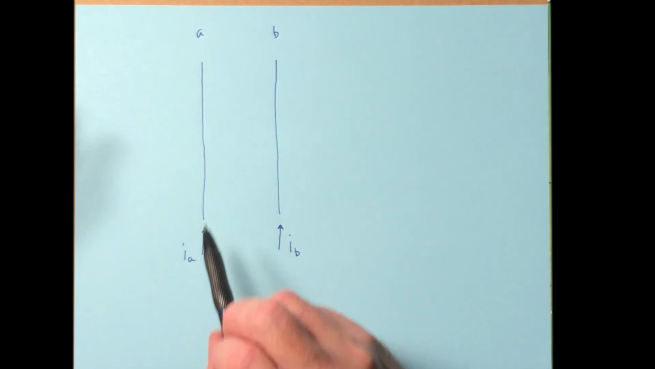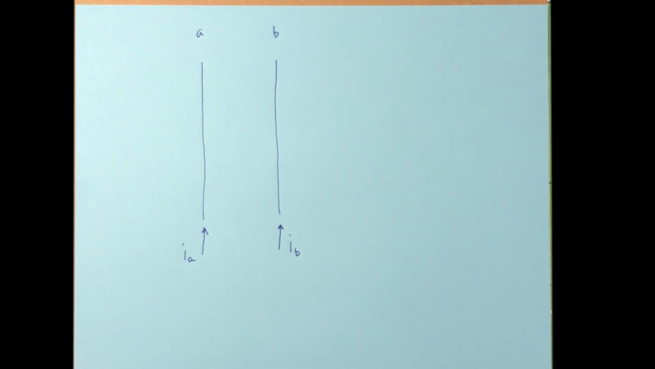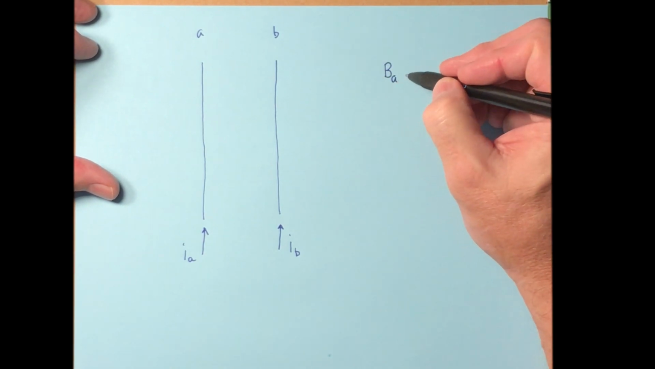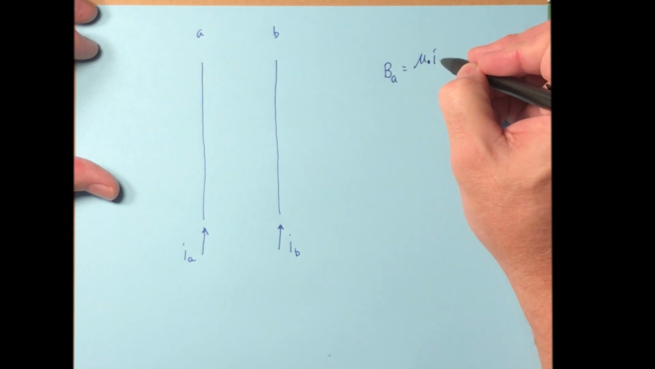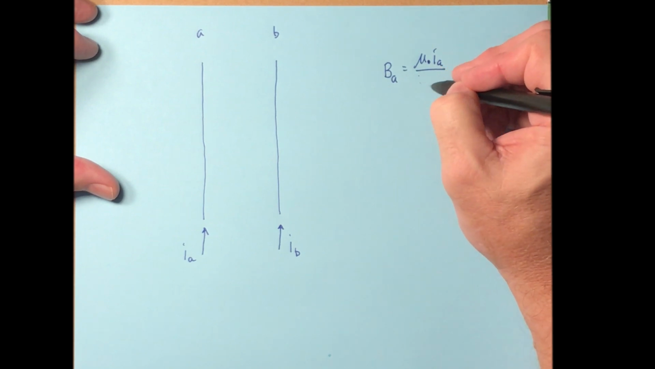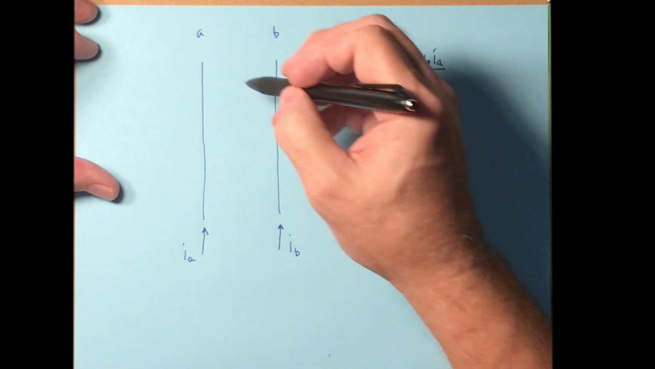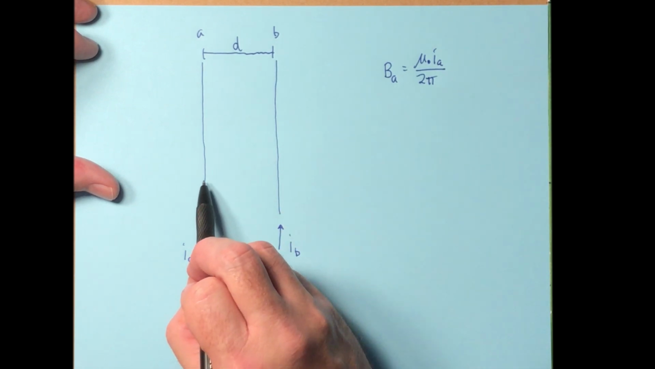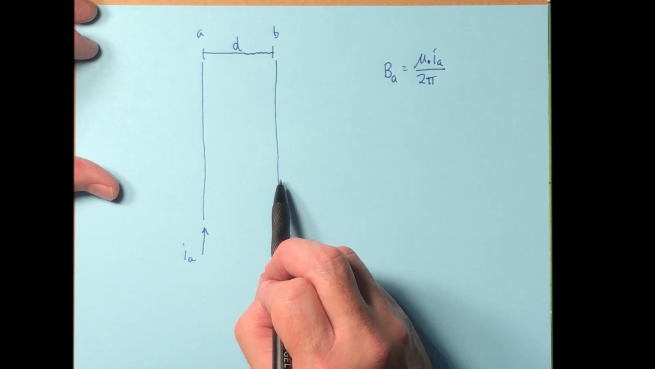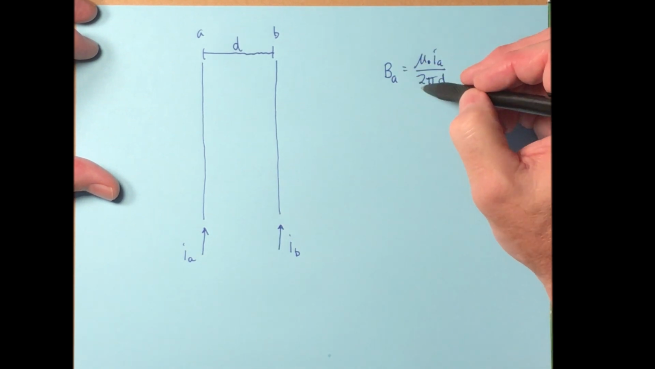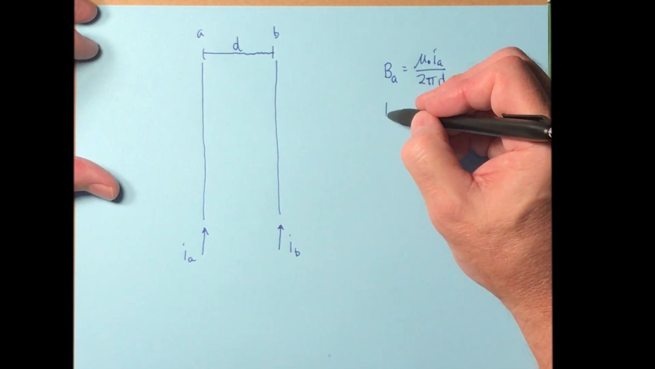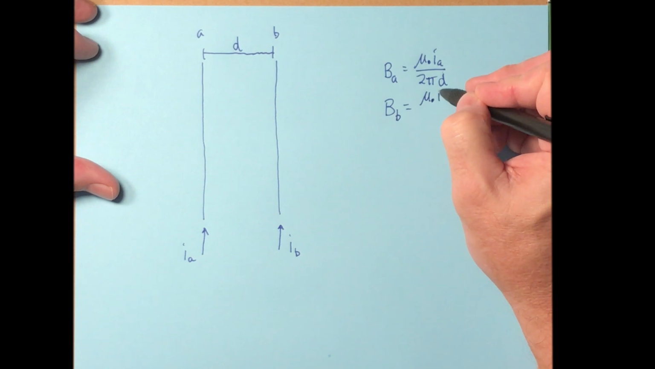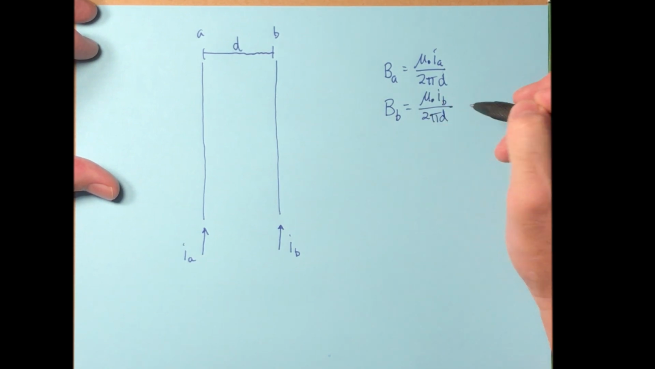Now, each of these wires, because they have current going through them, is going to produce a magnetic field. The strength of the magnetic field due to A is going to be mu naught I sub A over 2 pi times the distance away. Let's say the distance between these wires is D. So the magnetic field caused by wire A at the distance where wire B is located is given by this quantity. And vice versa, the magnitude of the magnetic field due to wire B is mu naught I sub B over 2 pi D.